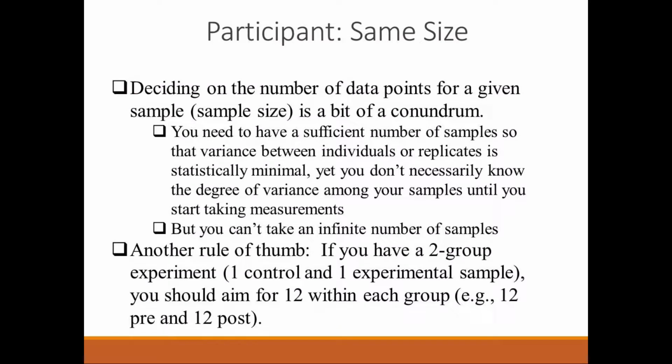So you need to think about the sample size. You decide on the number of data points for a given sample. If you have a sufficient number, then you know if there's variance from pre and post, and you will probably be able to examine statistical significance. Another rule of thumb is if you have a two-group experiment, a control and an experiment sample, you should try to aim for 12 in each group, 12 pre and 12 post. So think about that if you're doing an education survey.